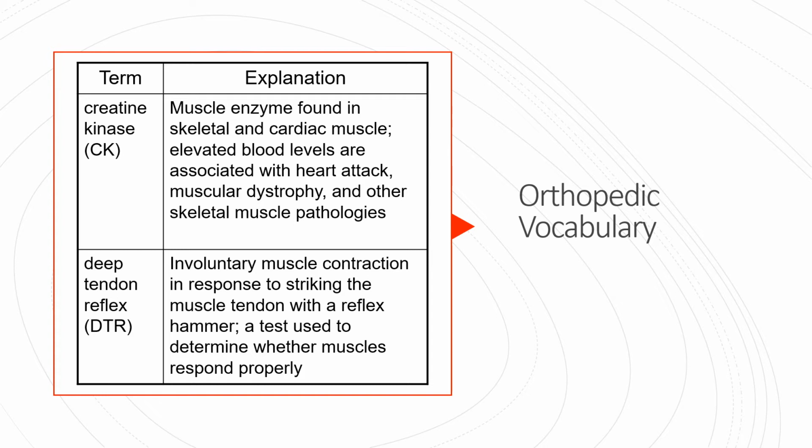Deep tendon reflex is an involuntary muscle contraction that occurs in response to striking the muscle tendon with a reflex hammer, a test that's used to determine whether muscles respond properly. And you've probably had the reflex checked in your doctor's office whenever you've done a physical.